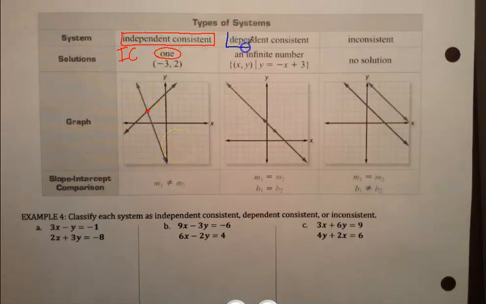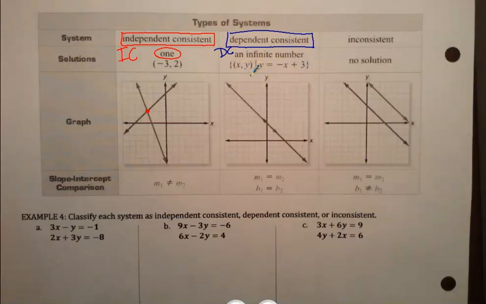Then we have dependent consistent, which we would abbreviate DC. They have an infinite number of solutions. So you're going to notice that we have set notation. It's the set of (x, y) such that y equals, and we're going to have the equation of the line here. So in this case, y equals negative x plus 3. So that's a dependent consistent.